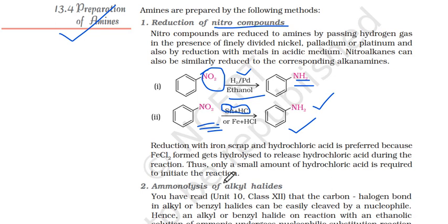So you can use Fe and HCl in a better sense because this HCl, at the end, can be regenerated by hydrolysis. This FeCl2 that will be formed in the reaction will subsequently get hydrolyzed to HCl during the reaction, so you don't have to keep on adding HCl. Alright, so this is a better process.